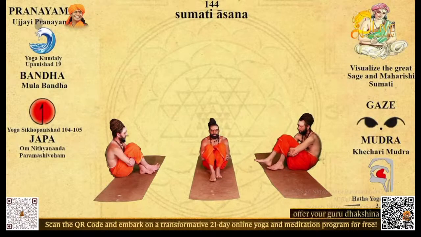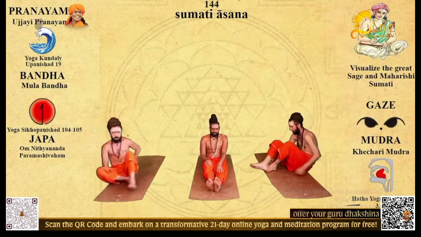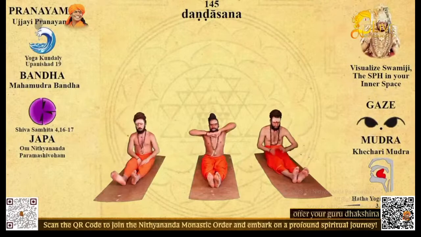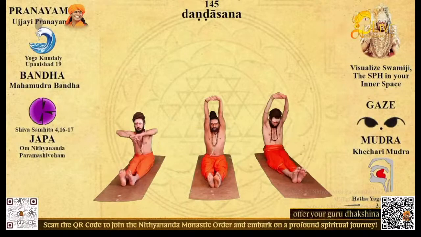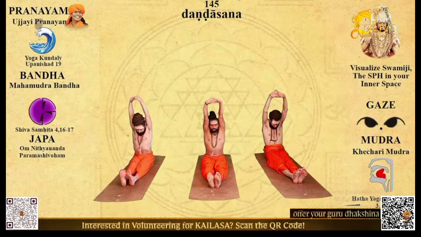Now, the next asana is Dandasana. As you extend both the legs forward, toes facing up, interlace the fingers and place it above the head. Engage Mahamudra Bandha, gaze to the nose, perform Kechari Mudra as you visualize Swamiji in your inner space.